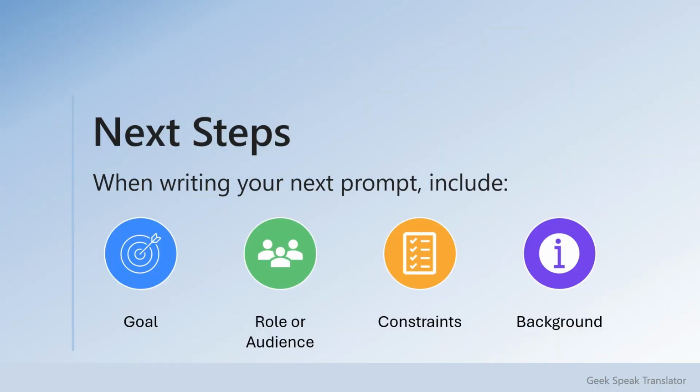When creating prompts, try including 4 pieces of information whenever possible. Your goal, the role or audience, any important constraints, and relevant background information. You don't need complicated prompts, you just need enough information to help AI understand your situation. These 4 pieces alone can dramatically improve the quality of your results.